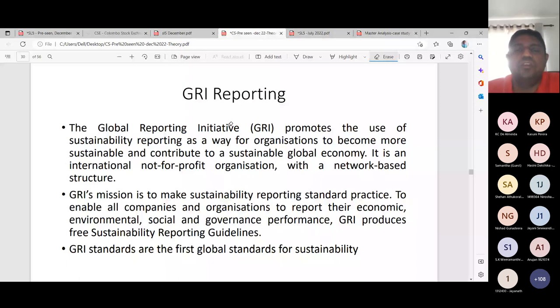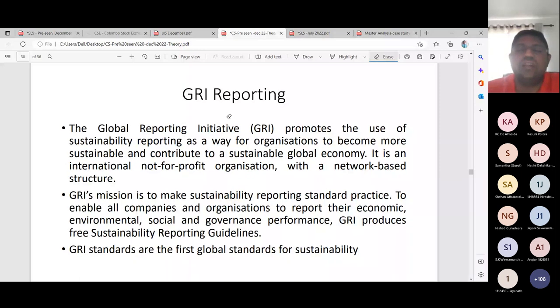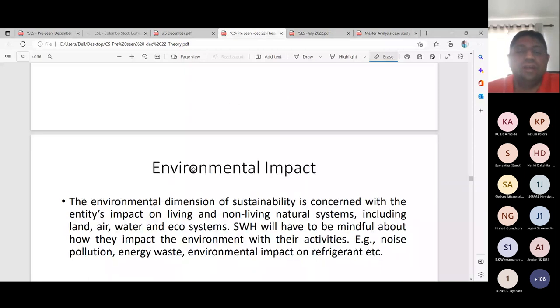Actually, these are more prescriptive in nature. So there is a standard KPI list. When you adopt this GRI reporting framework, you have to report the action you have done under each KPI. So you can study that one in detail, right?